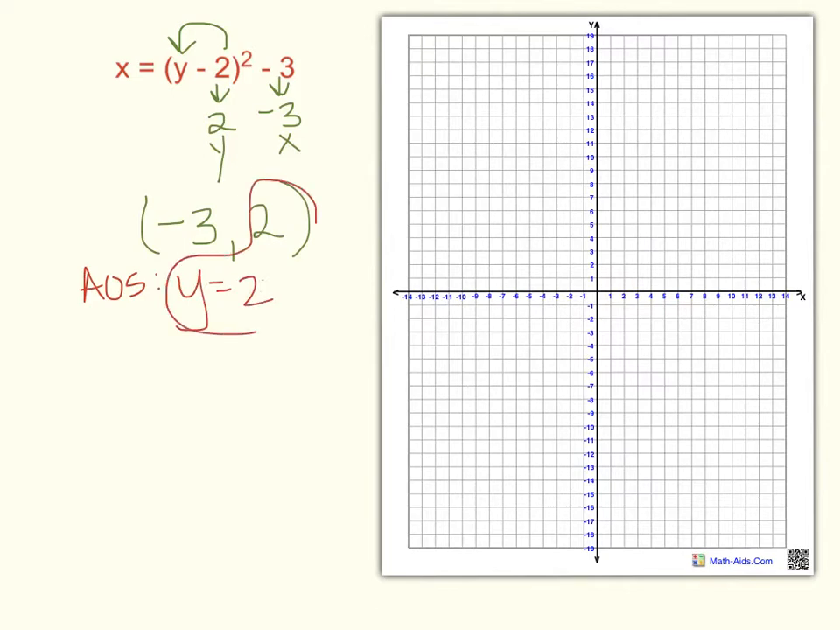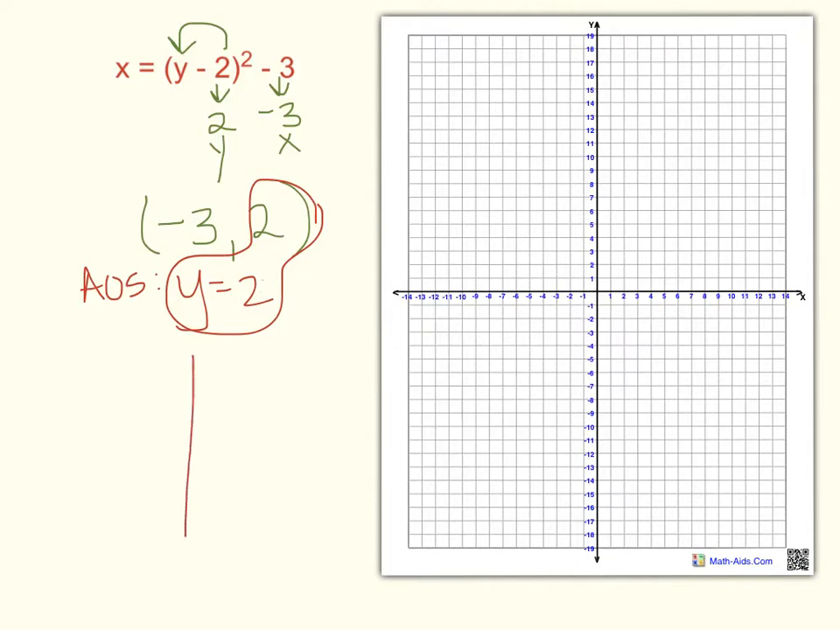This is a horizontal axis of symmetry, so it's going to be y equals, not x equals. It's an x equals vertical axis of symmetry when it's a normal parabola. Since this is an inverted parabola, the axis of symmetry is now horizontal, or y equals.